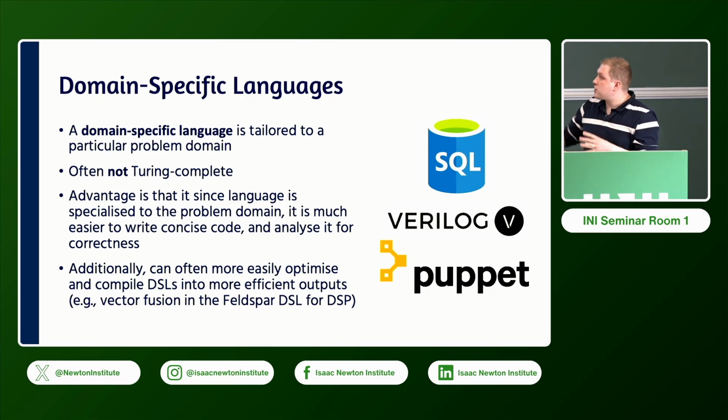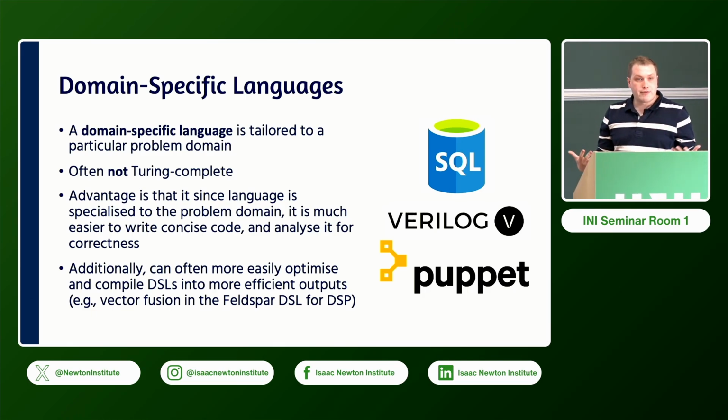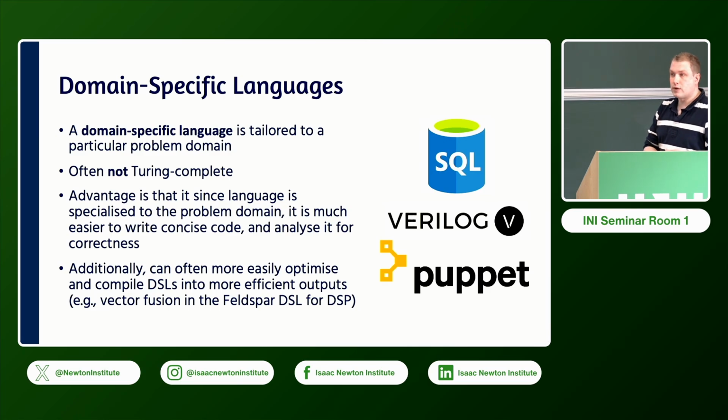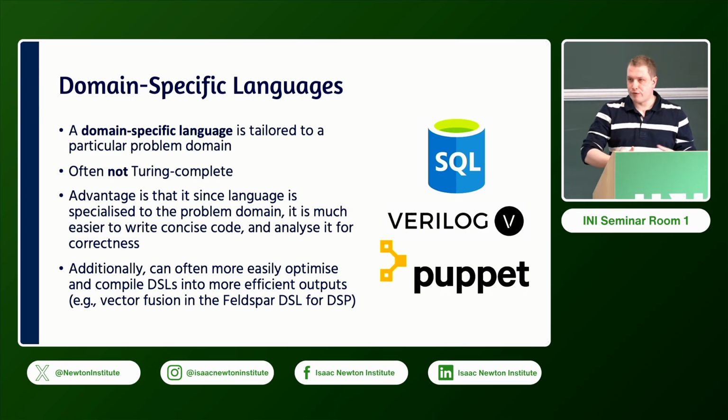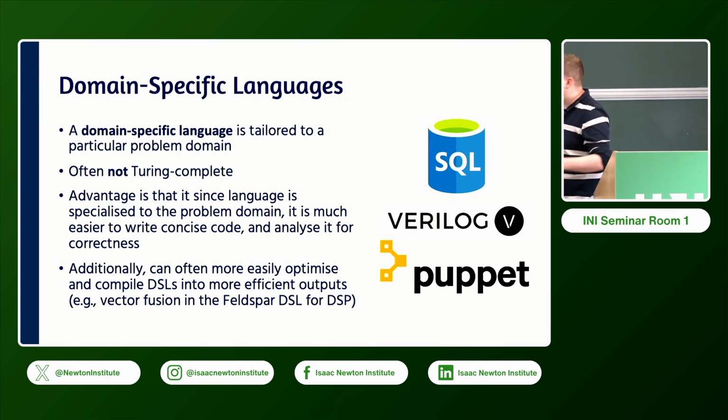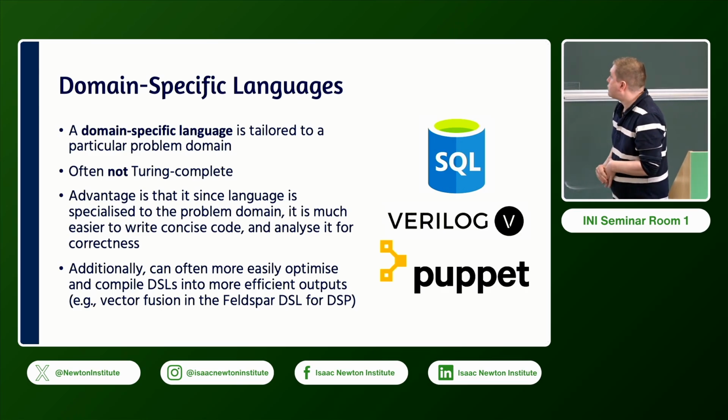So we can specify our hardware very declaratively, and then use the compiler to go and compile it down. There's also Puppet, which is a configuration language used for, say, provisioning various computers, and then you can use it to provision enterprise-scale computer networks and so on.